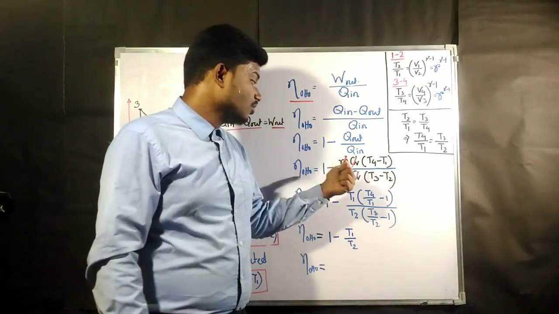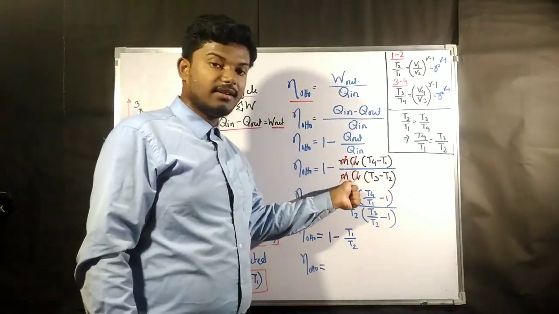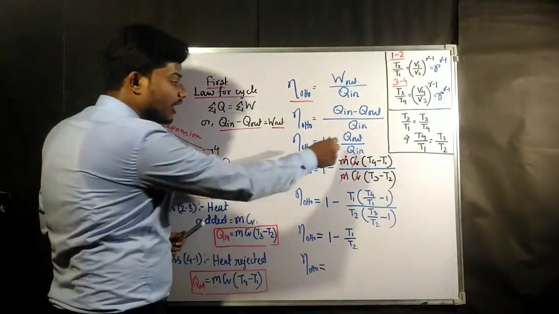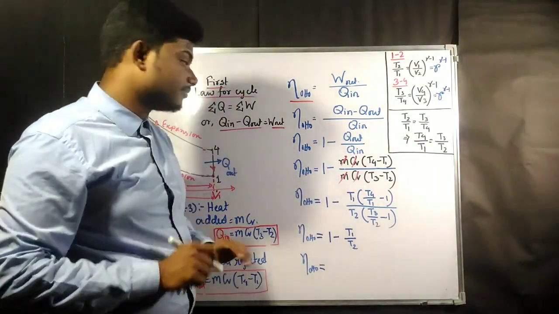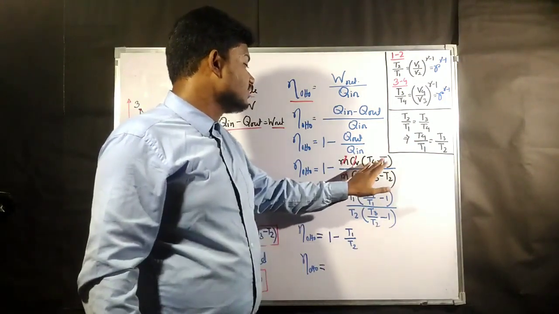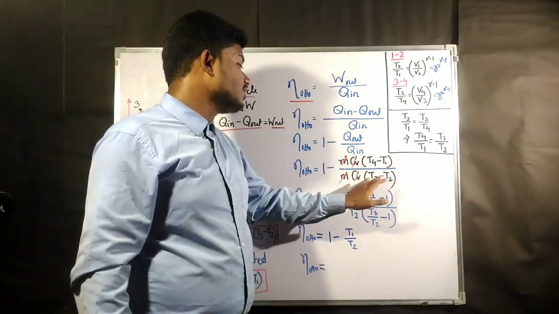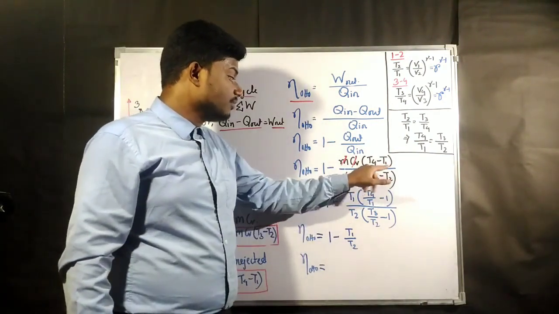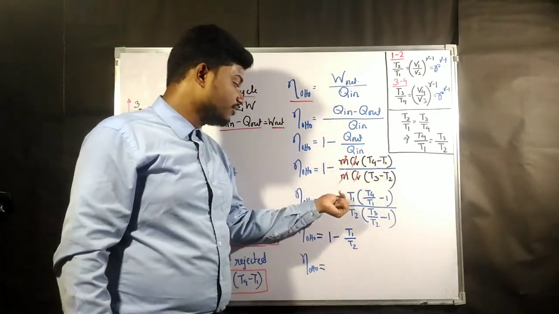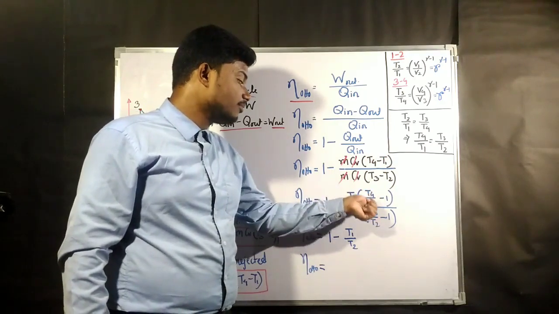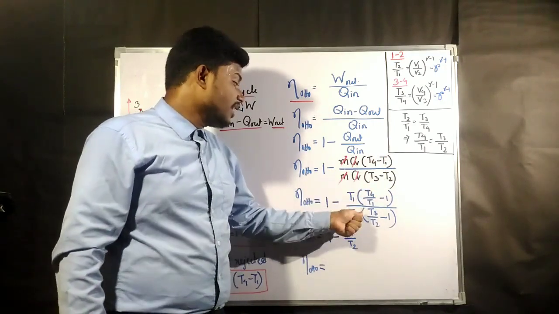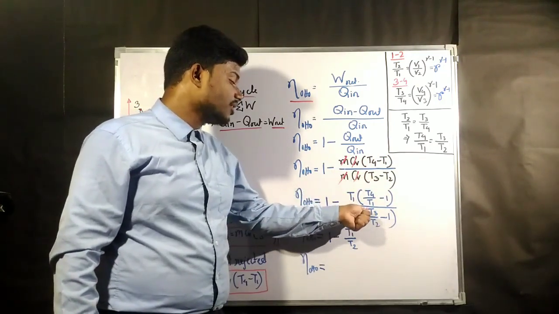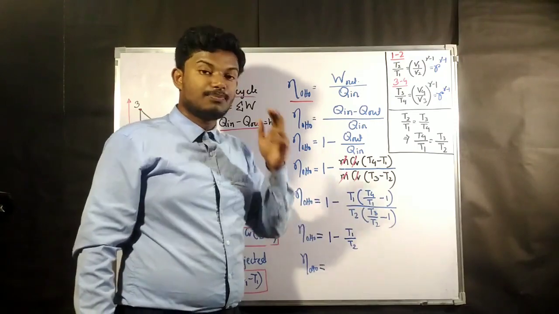This does not change. Since the substance is air, the Cv value is also the same for in and out, so m and Cv are going to get cancelled. The remaining thing is 1 minus T4 minus T1 by T3 minus T2. Now from the numerator you take T1 common, and the remaining thing is T4 by T1 minus 1. From the denominator you take T2 common, and you are going to get T3 by T2 minus 1.